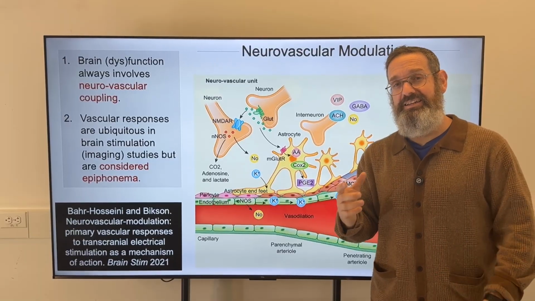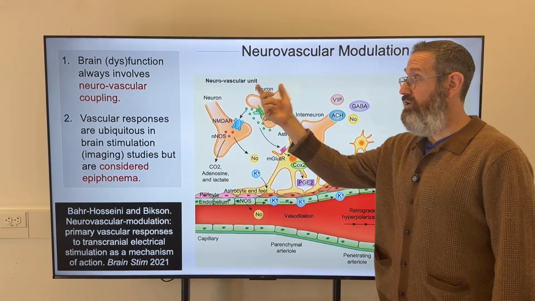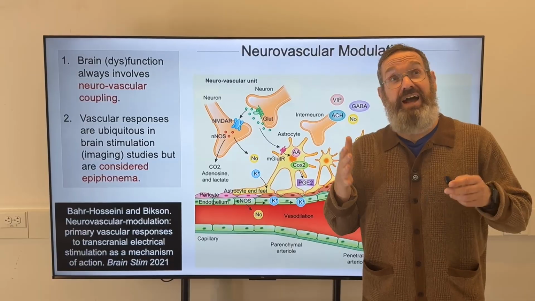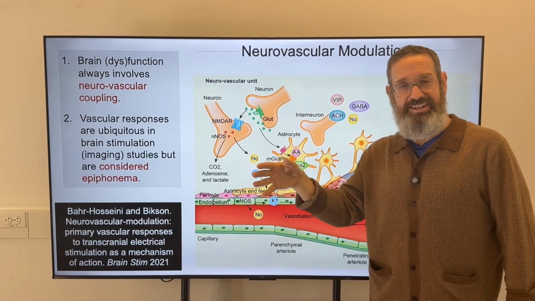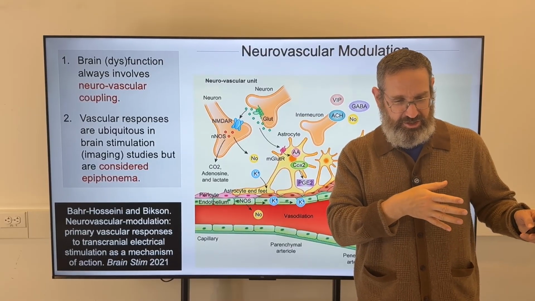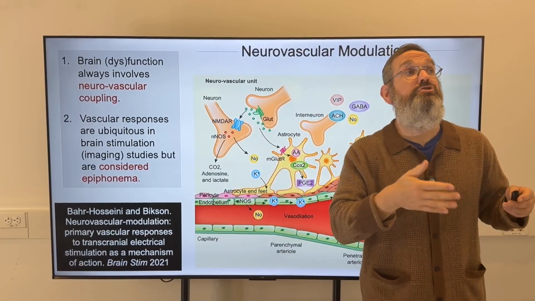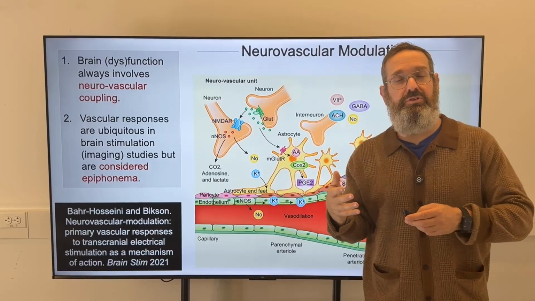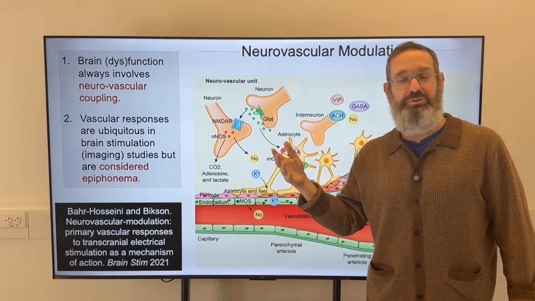fMRI is a technique that doesn't measure neurons directly. It measures the vascular response to neurons changing. And so there's been a lot of work using fMRI and other vascular-based imaging techniques to measure what neuromodulation does to the brain. And here's the thing, in all these studies, when they see a change in vascular function, they're not interested in it. They're assuming that the brain stimulation or neuromodulation is stimulating the neurons. The neurons, through neurovascular coupling, are then causing a change in blood flow, which they're measuring, but they don't really care about that. It's like an epiphenomenon, right? The fact that there's blood flow is an epiphenomenon.